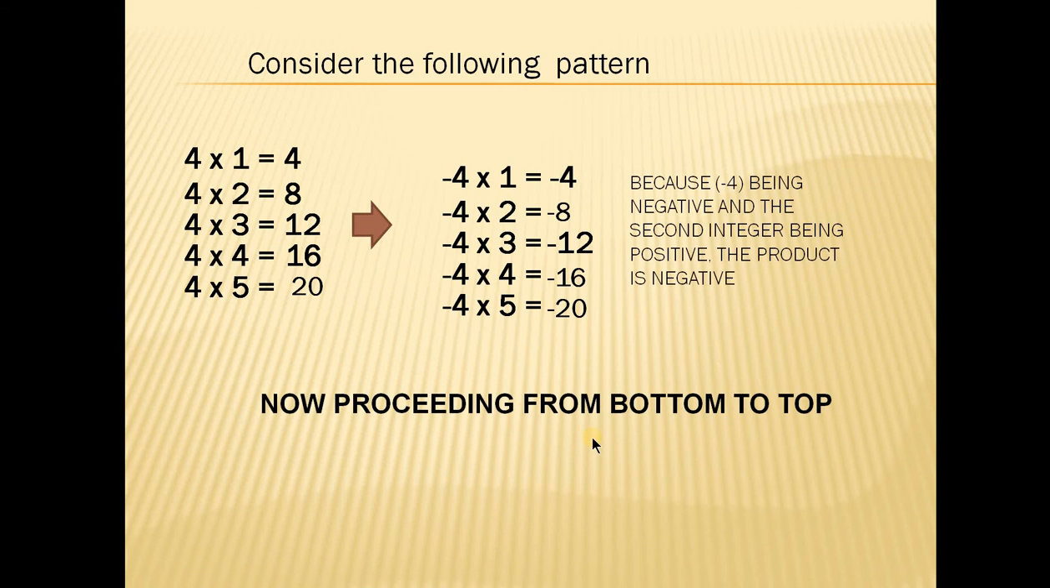Now proceeding from bottom to top, you are writing in the reverse order. Minus 4 fives are minus 20. And minus 4 fours, if I ask you, what will you do? You can write minus 16, but if you do not know, you will have to add 4 to this. So minus 20, negative 20 plus positive 4.